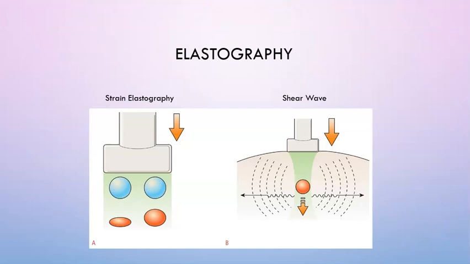Now, elastography. If we look at strain elastography, again, a pressure is put straight down on the object, either RF or physical pressure. With shear wave elastography, the next type we're going to talk about, a pulse goes into the tissue and it creates shear waves which radiate sideways.